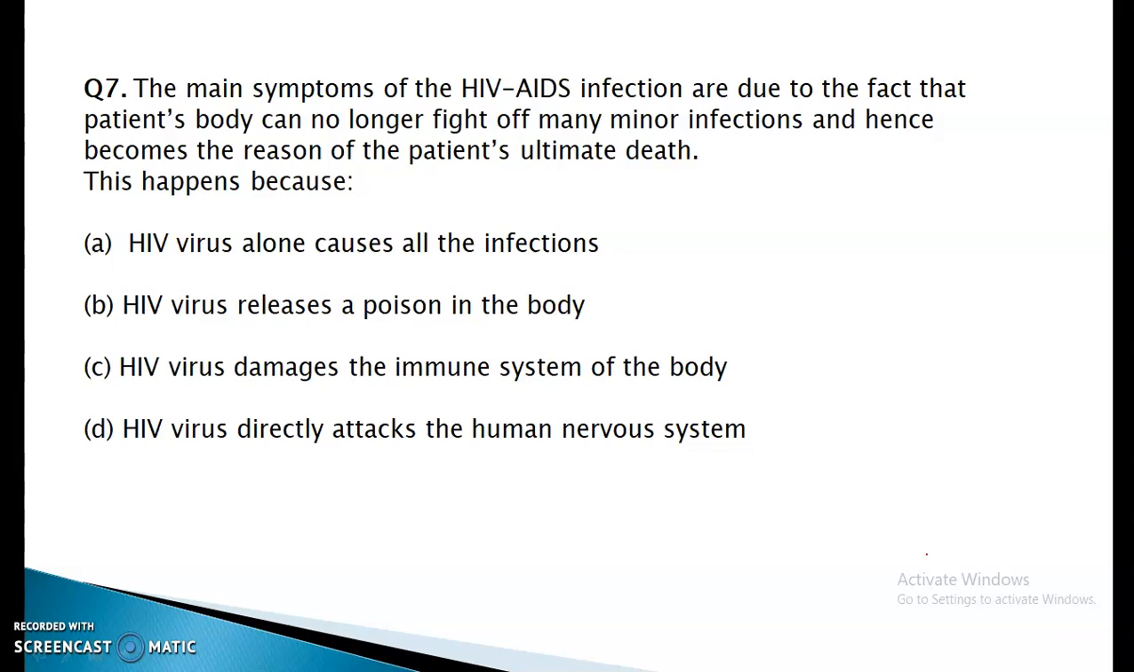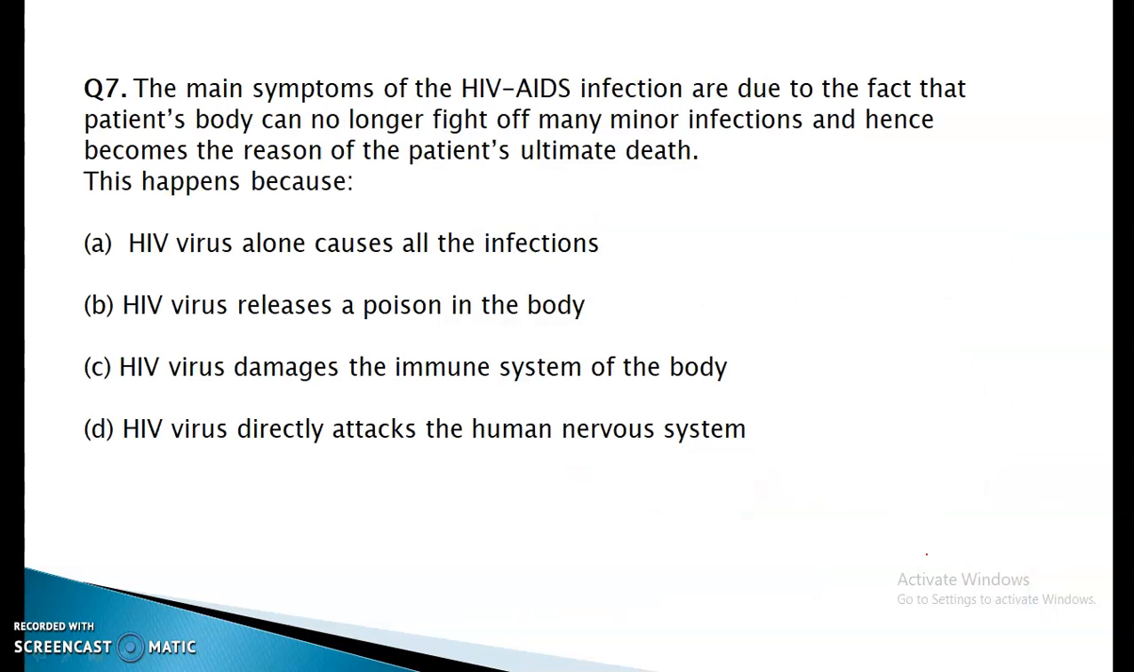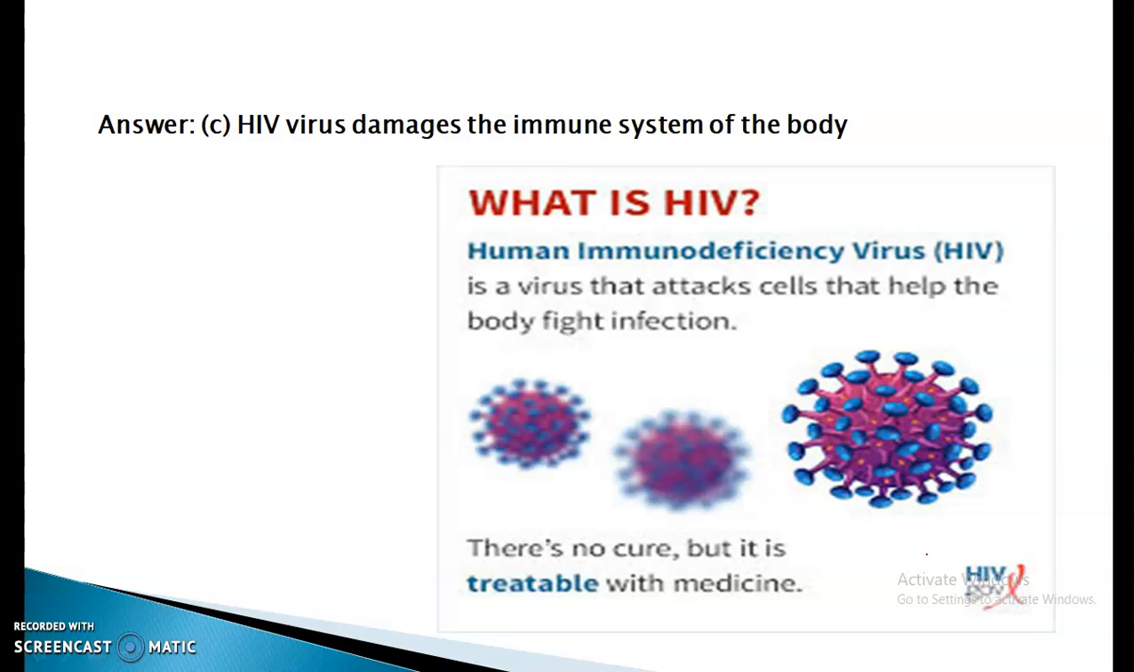So the correct answer for this question is option C, that is HIV virus damages the human immune system of the body. First of all children, HIV is termed as human immunodeficiency virus. It's a type of virus that attacks the cells. Fine. And for now there is no cure for it, so research is still going on.